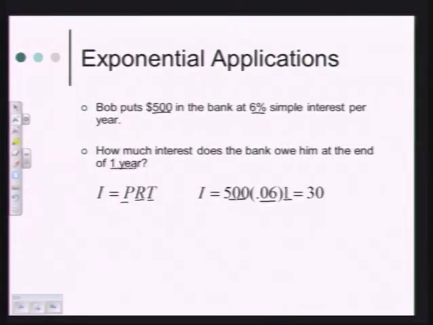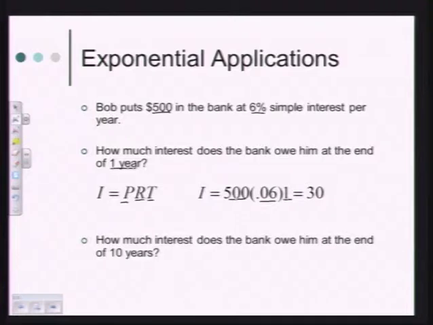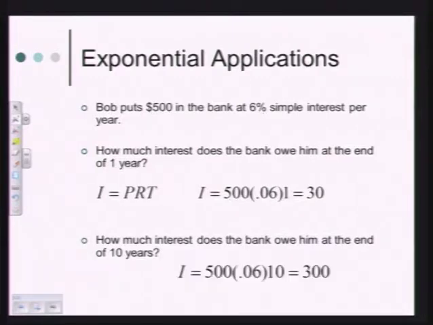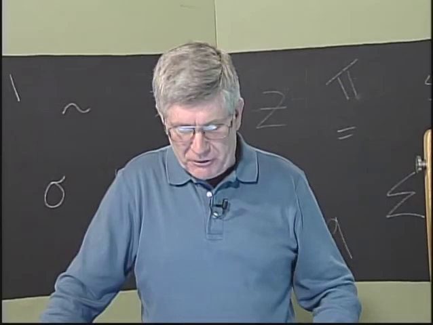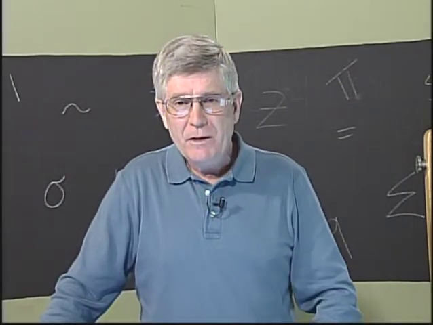What if Bob does that for a 10-year contract with the bank? How much interest does the bank owe him at the end of 10 years? Well, very similar process that we'd be looking at. His interest would be his principal, the amount of money he put in the bank, $500, times the rate, 0.06. This time T is 10. And that would be a grand total of $300, which doesn't sound all that bad, but we'll find out he could have done much better than he did do.